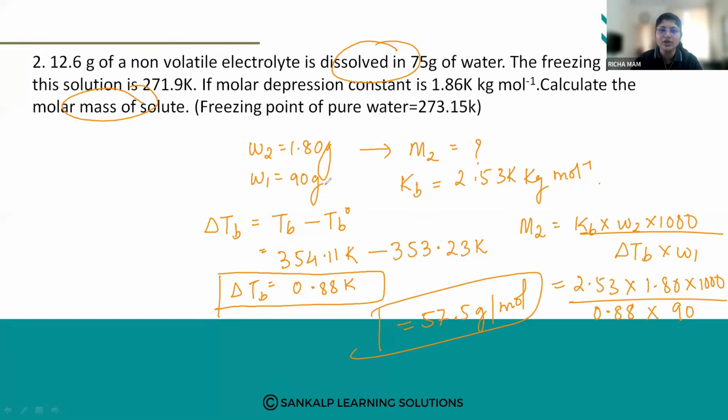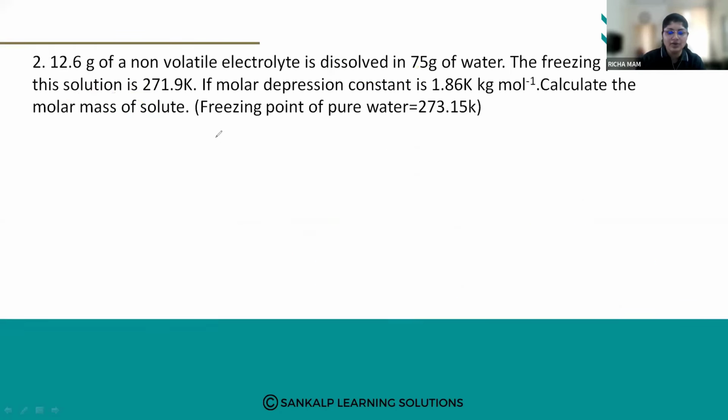57.5 gram per mole. So for the formula, 1 mark, for the substitution, 1 mark, and for the answer with the correct units, 1 mark. So we'll see this one more time, this particular question. So the weight of the solute is 12.6 gram. Weight of the solvent is 75 grams. Then what all is given?